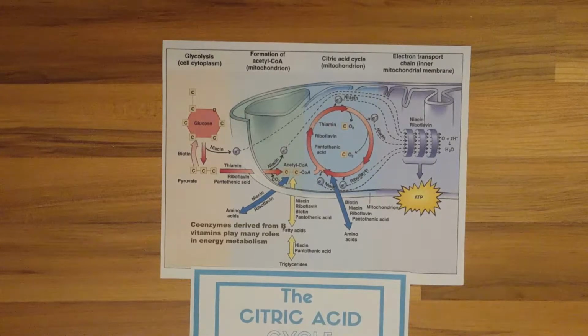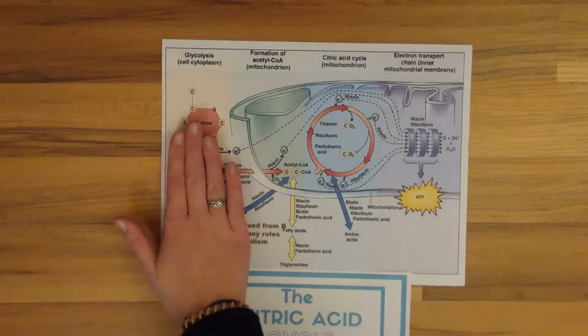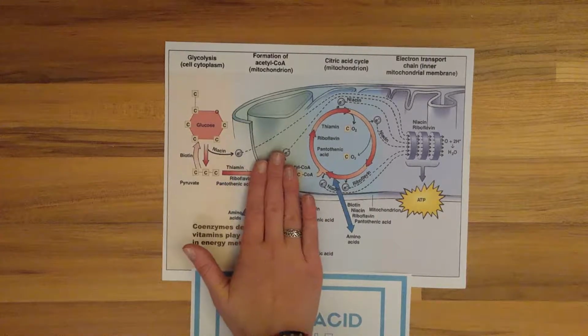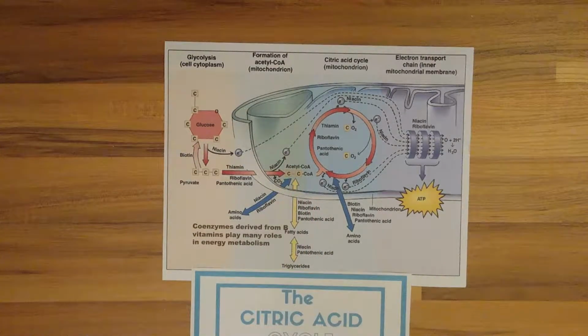Like I said earlier, cellular respiration has four stages. The first is glycolysis, which is a 10-step process that occurs in the cytoplasm of the cell. The second stage is the formation of acetyl-CoA. That occurs in the mitochondria. This is where our tutorial will begin.